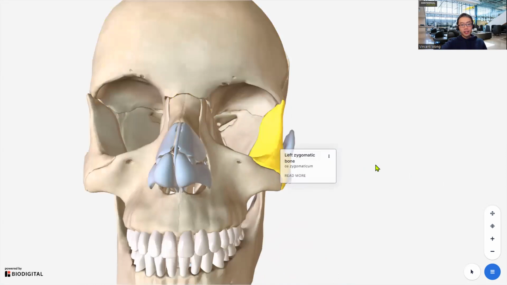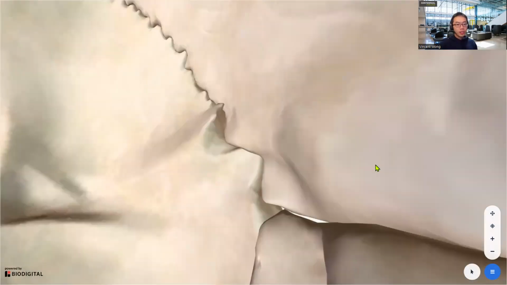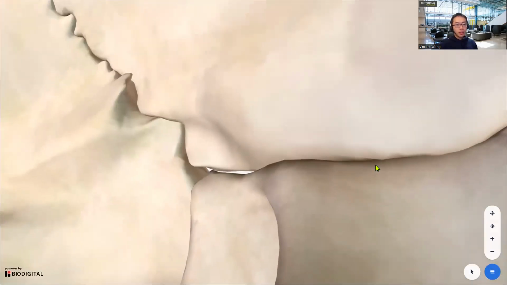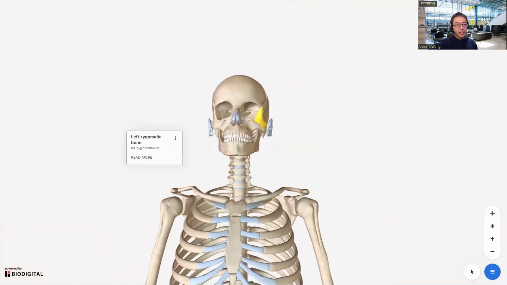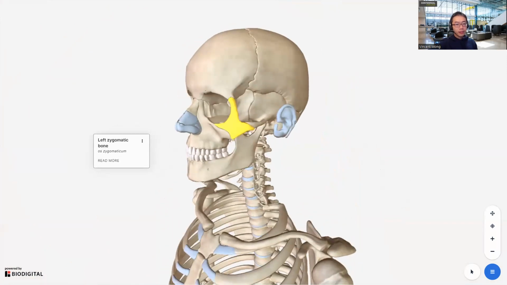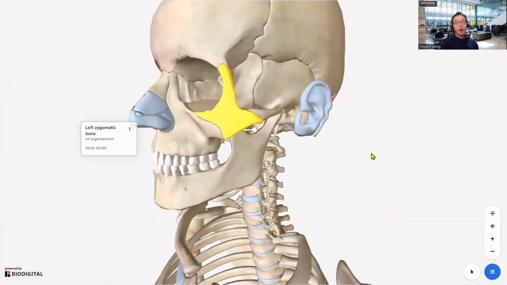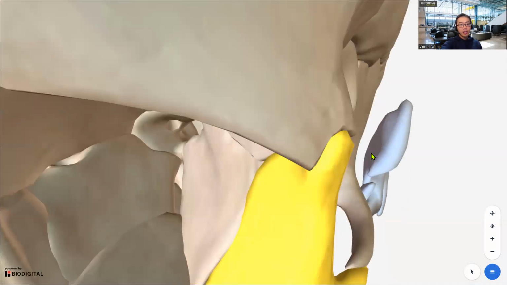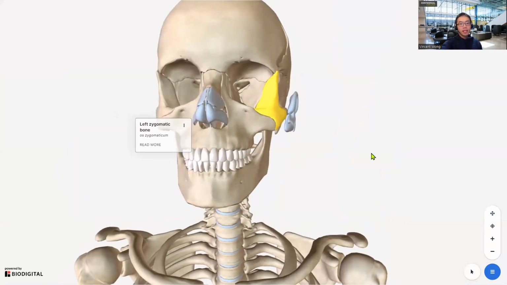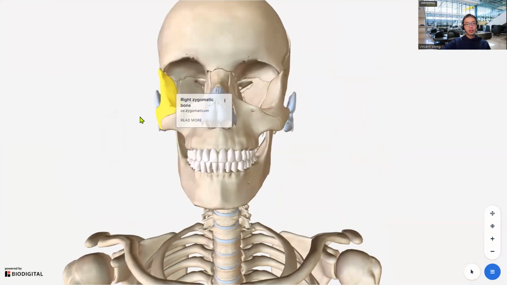On the side here, we have the zygomatic bone, okay, right here. That's the cheekbone. Okay, the prominence of your cheek is formed by the zygomatic bone. And you can see the zygomatic bone forms the lateral side of your eye socket. Right, so zygomatic on the left side and zygomatic on the right side.